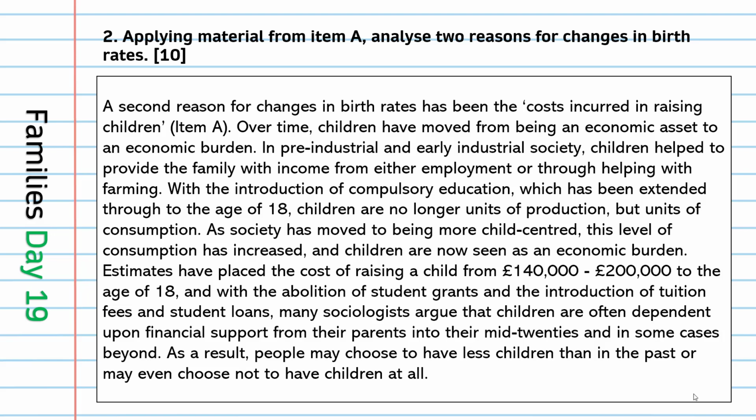A second reason for changes in birth rates has been the costs incurred in raising children. Item A, again, signposted. Over time, children have moved from being an economic asset to an economic burden. In pre-industrial and early industrial society, children helped to provide the family with income from either employment or through helping with farming. With the introduction of compulsory education, which has been extended through to the age of 18, children are no longer units of production, but units of consumption.